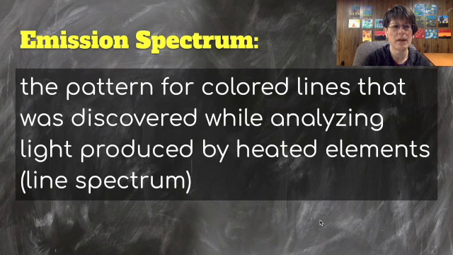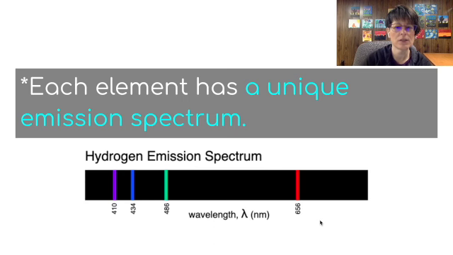So, an emission spectrum is the pattern for colored lines that was discovered while analyzing light produced by heated elements. It's also called a line spectrum. So, that's another name for it, line spectrum. And it looks like this. This is the emission spectrum for hydrogen.